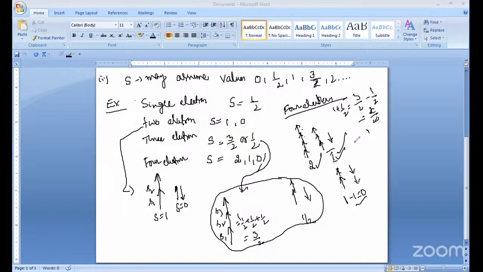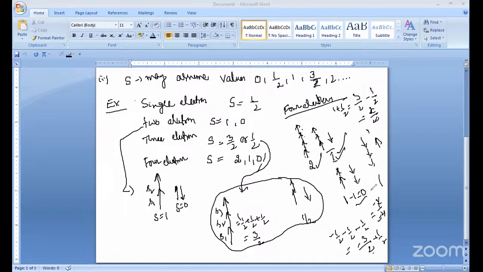Another 1 we have to get: suppose these 3 electrons are in this direction and 1 electron is in the opposite direction. It will be minus half, minus half, another minus half. So it will be minus 3/2, and this one is in the opposite direction, so plus 1/2. So you are going to get minus 2/2, so the magnitude is 1. Anyhow, it may be minus 1 or 1. So this is how S may take different values.